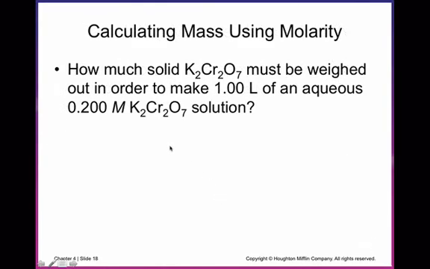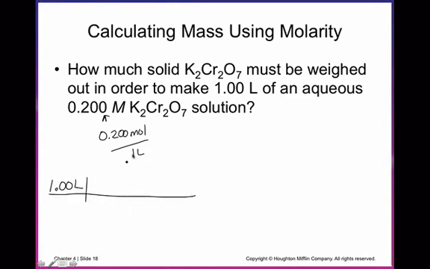All right, next question. How much solid potassium dichromate must be weighed out in order to make 1 liter of an aqueous 0.2 molar potassium dichromate solution? So when we're doing this one, this time we're trying to go from liters back into mass, because I'm trying to create this solution in the lab and I need to know how much I need to weigh out on the scale. So to do that, I'm going to still use this as a conversion factor just like I did in my last problem. So I'm going to think of it as moles per 1 liter, which means I'm going to use my 1 liter as my starting point.